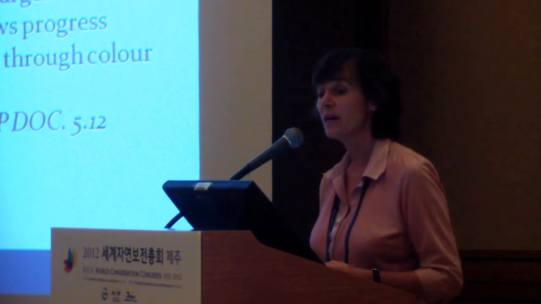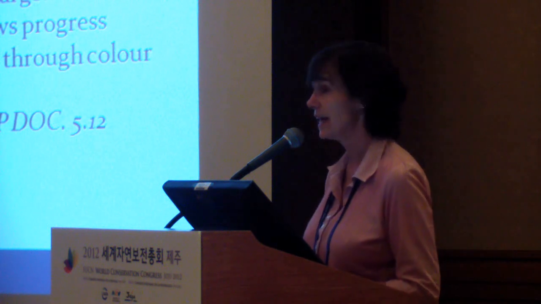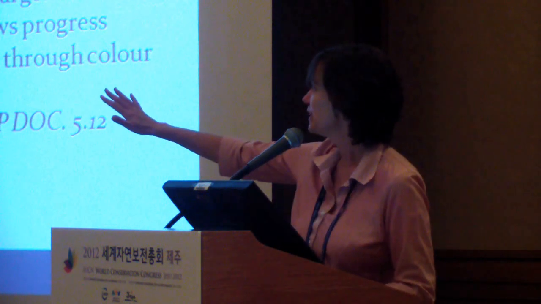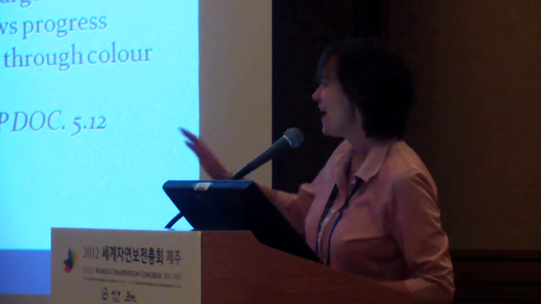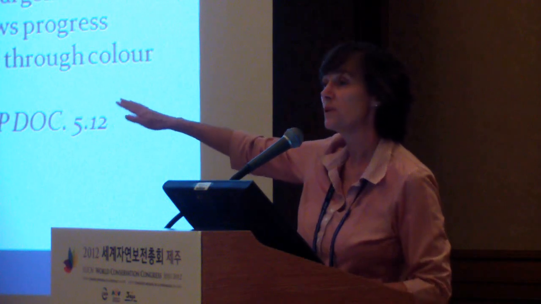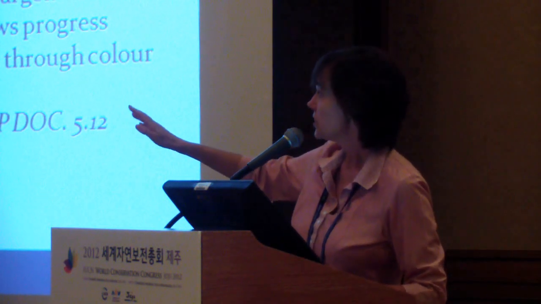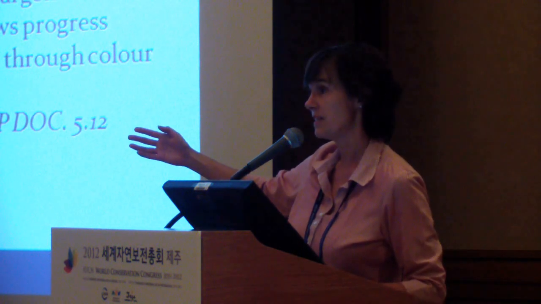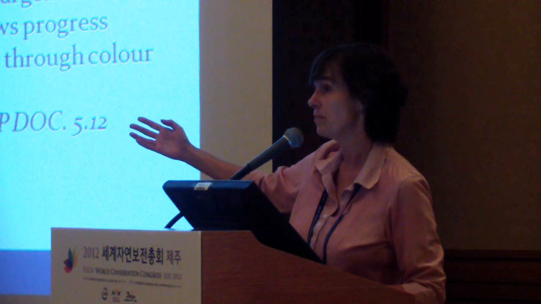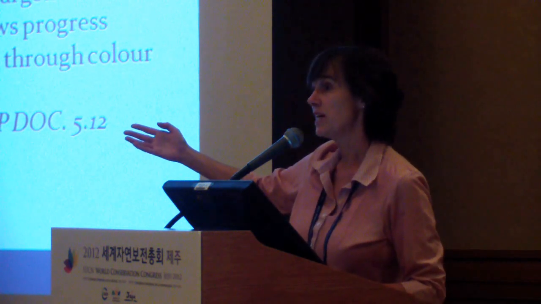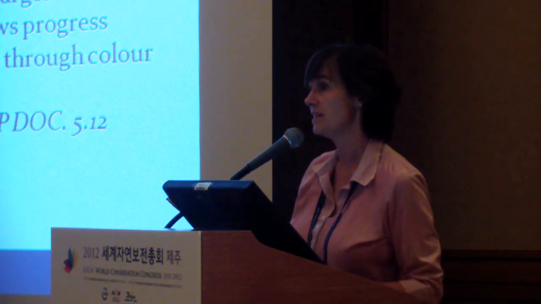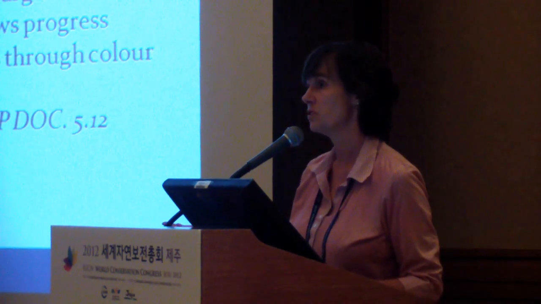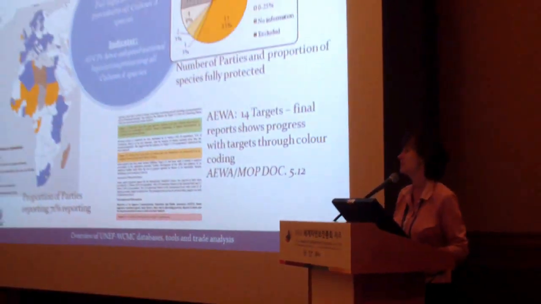And this is an example of some of the analysis of the AEWA national reports. Over on the left of the screen, you can see we were able to put together a map showing which parties had reported in blue and which hadn't submitted their reports in time in yellow. And already that's useful information because it's starting to give you some idea of which parties might need further assistance, whether it's in terms of financial resources or human resources or training.